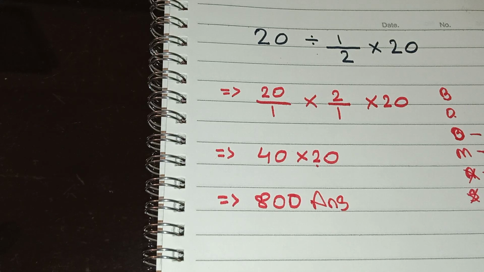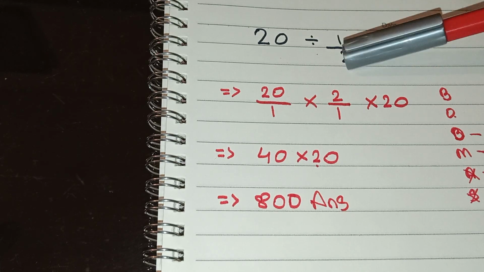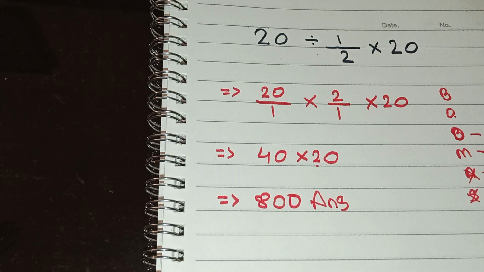What do people actually do? They first cross multiply this, and they get 20 divided by 40, which gives 1 over 2. So the method above is the correct method to solve this type of question.